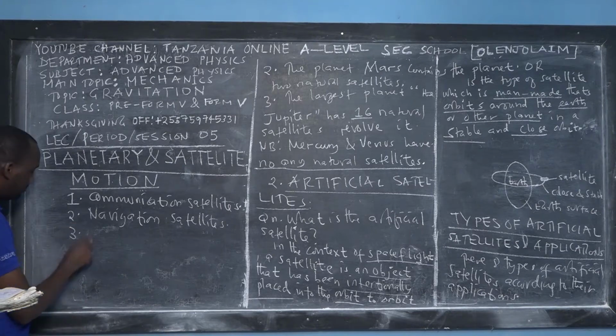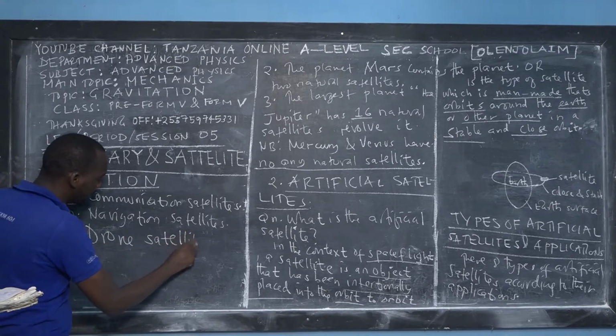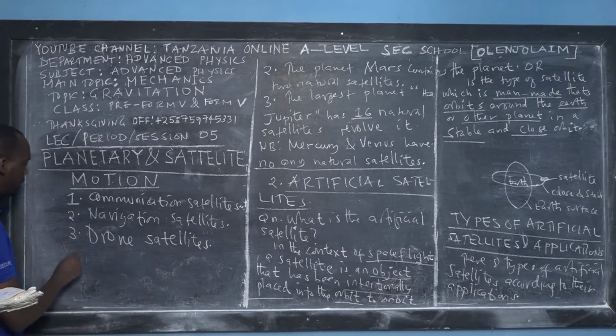The third type of these satellites, we have drone. I think you have heard the word drone. So there are satellites for tracking or giving information to the drone, right? Drone satellites.